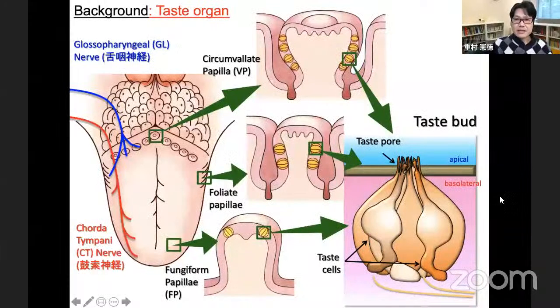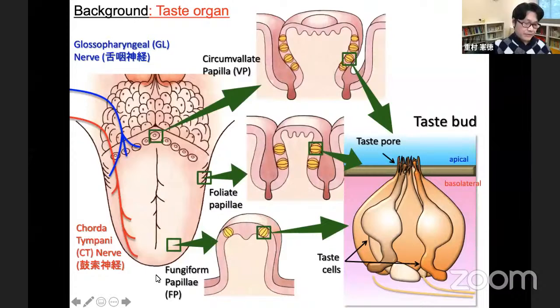This is a taste bud. A taste bud shows an onion-shaped structure like this, which contains about 50 to 100 taste cells. Taste buds are located on the three types of taste papillae on the surface of the tongue.